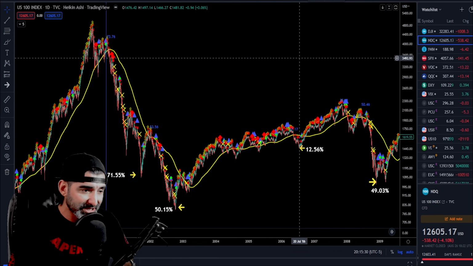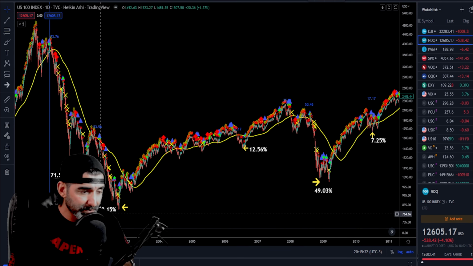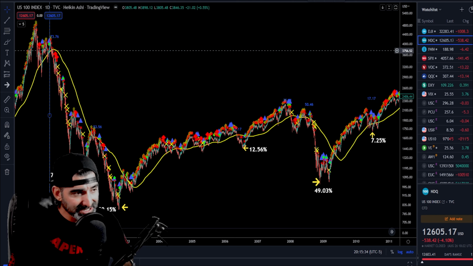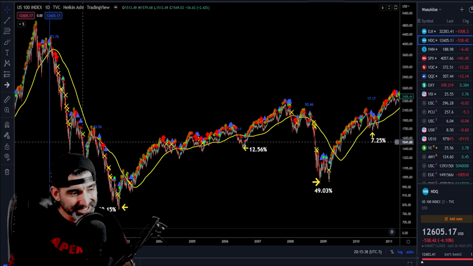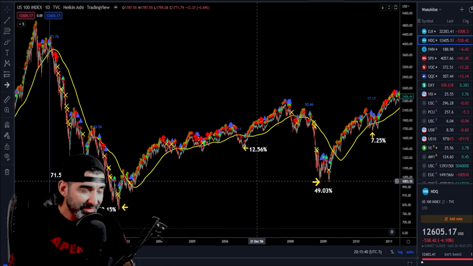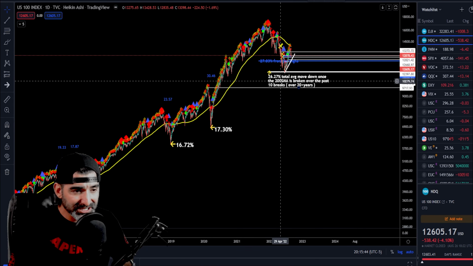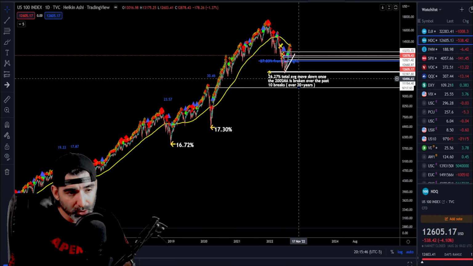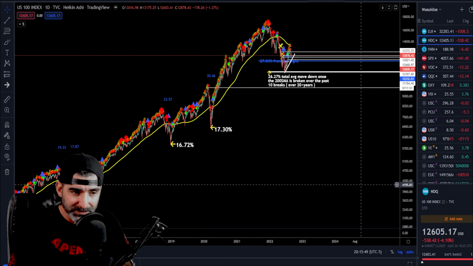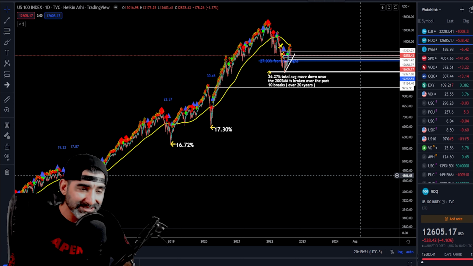And as you guys can see here, we've pulled measurements of when the 200 SMA does not hold up as support and price action cuts below it for a significant amount of time. Now, these measurements total up to a 26.27% average move down once the 200 SMA is broken over the past 10 breaks, or 20 plus years.